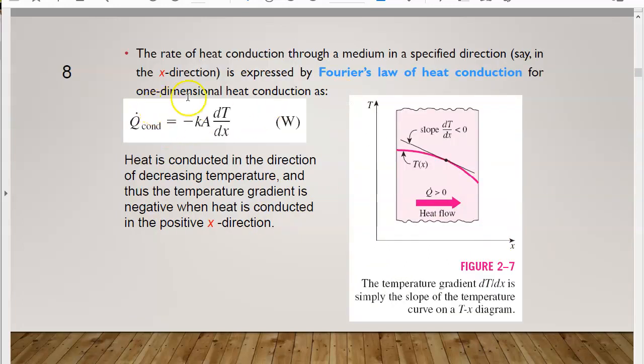Here we have Fourier's law of heat conduction. Fourier is the person that created this equation. Q conduction is equal to minus kA dT over dx. The minus sign is there because heat is conducted in the direction of decreasing temperature, thus the temperature gradient is negative when the heat is conducted in the positive direction. This is why it is negative.